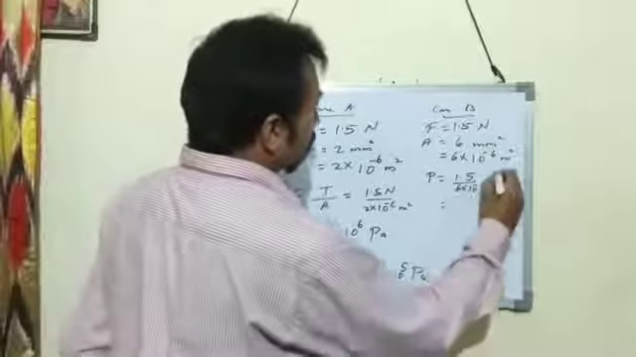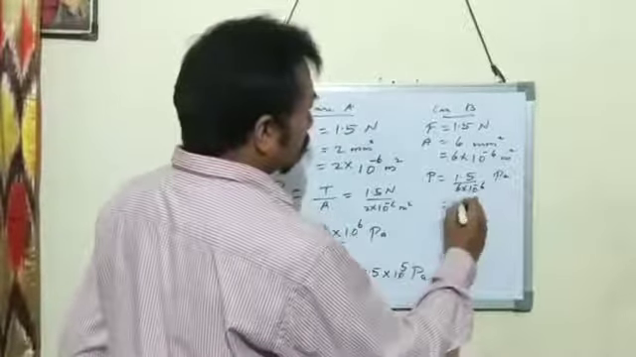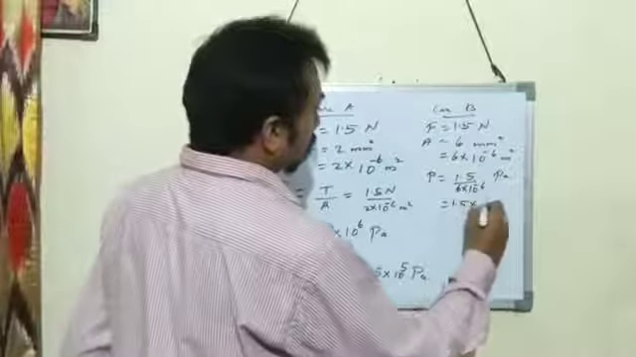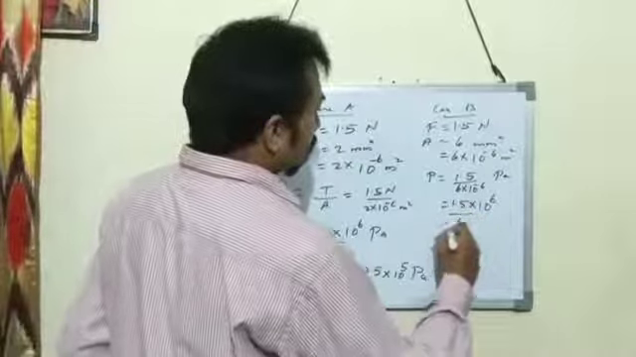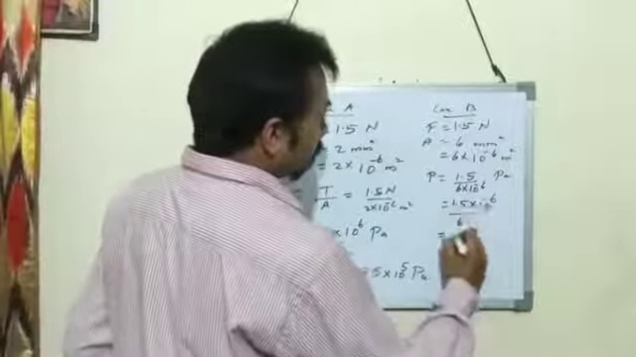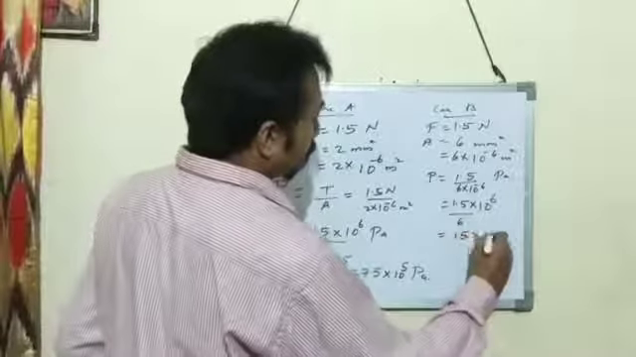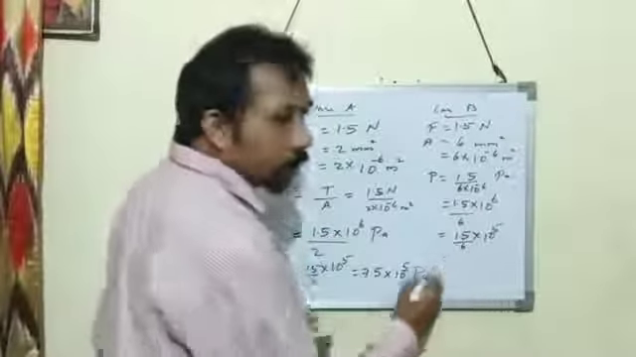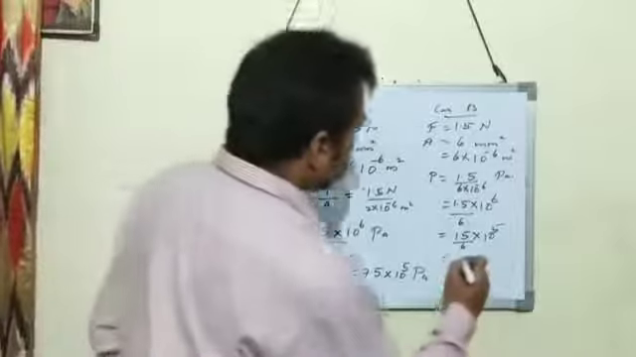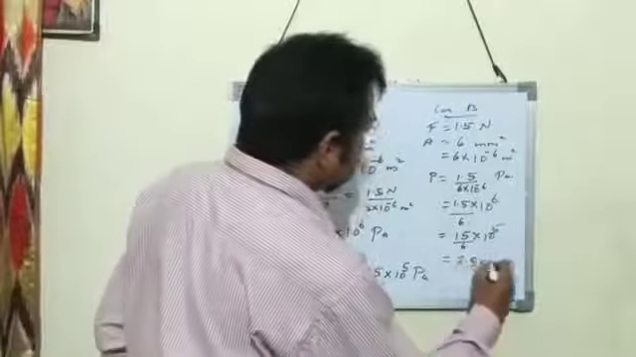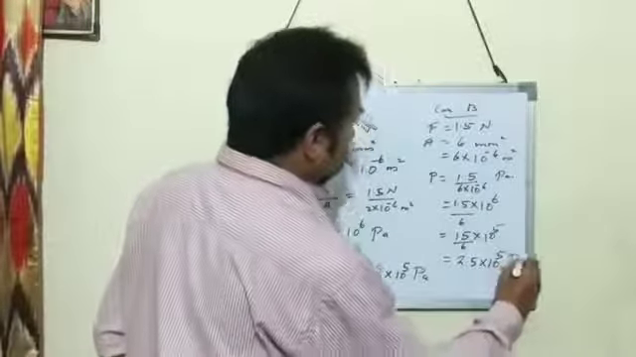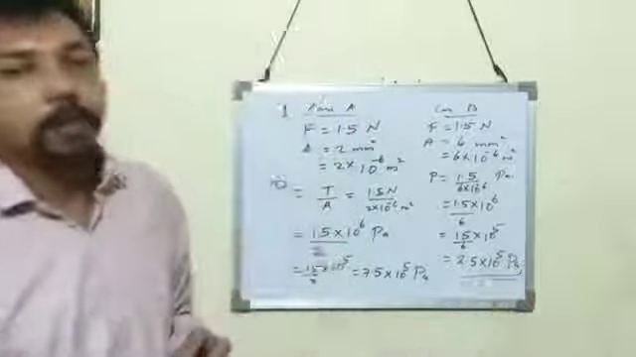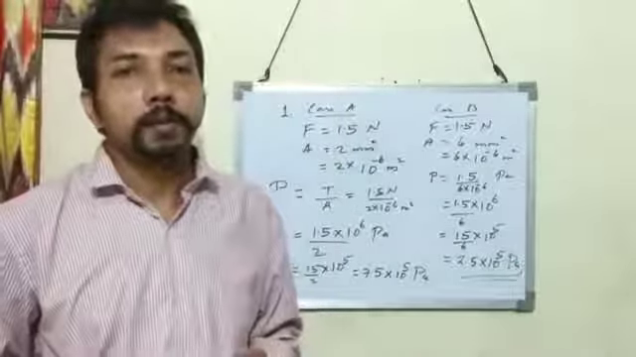So that is 1.5 upon 6 into 10 to the power minus 6. It can be written like this: 1.5 into 10 to the power 6 upon 6. We can write 15 into 10 to the power 5 upon 6. 15 upon 6 is 2.5. 2.5 into 10 to the power 5 Pascal. So this is the answer of the first question.